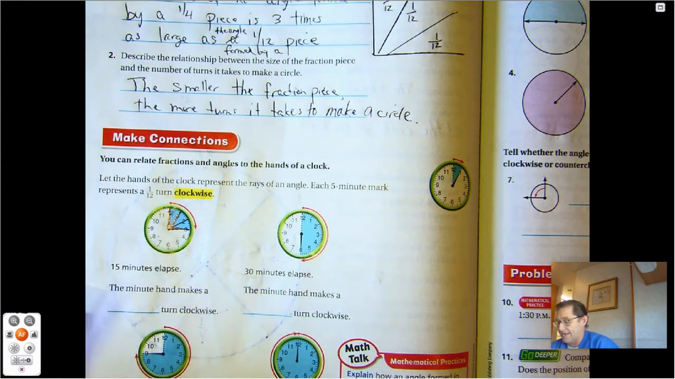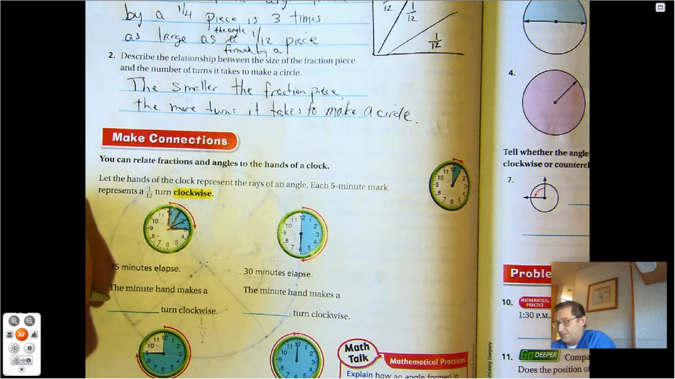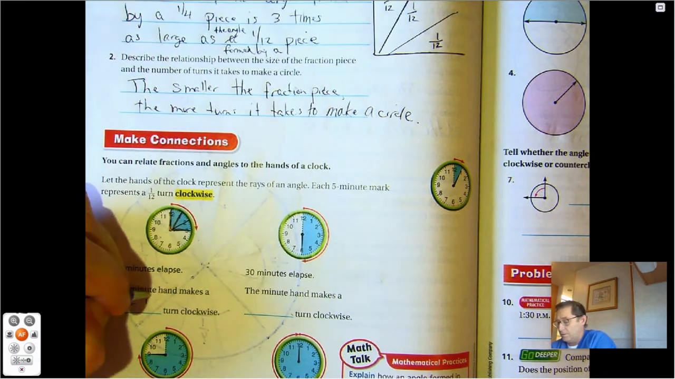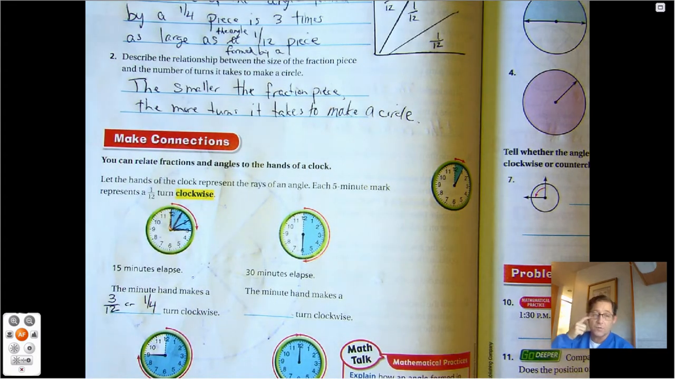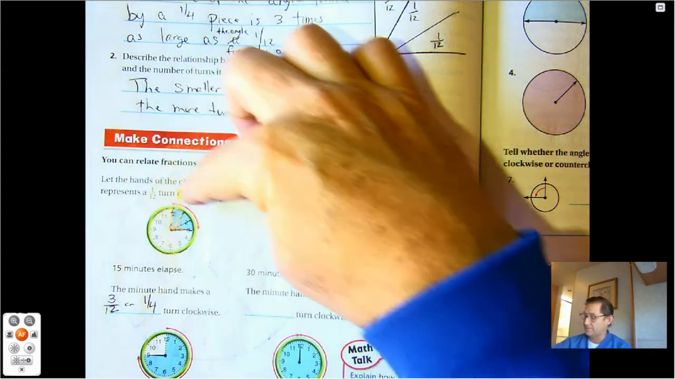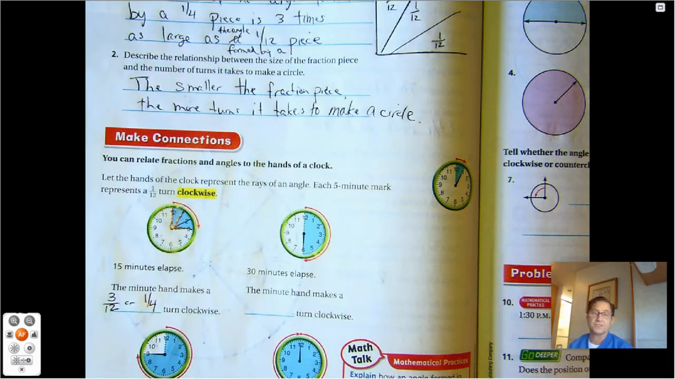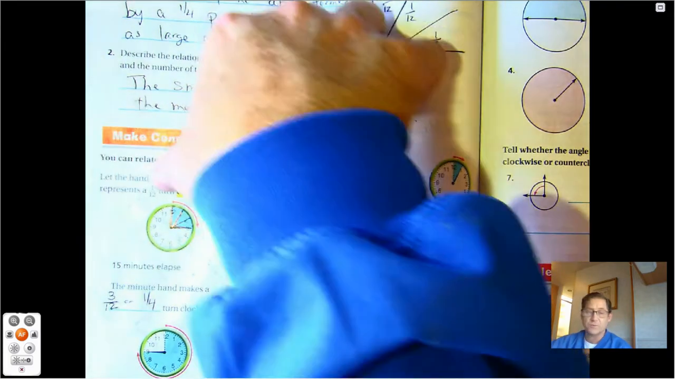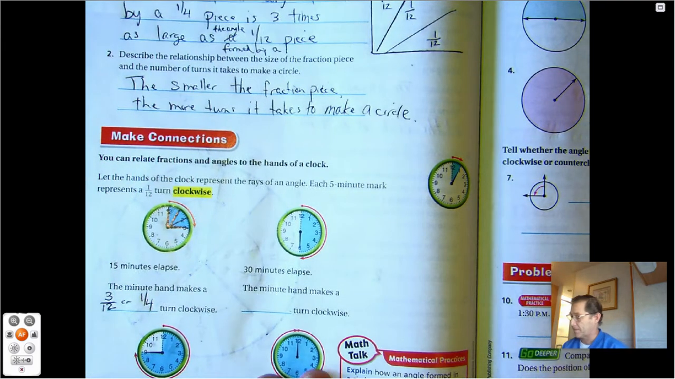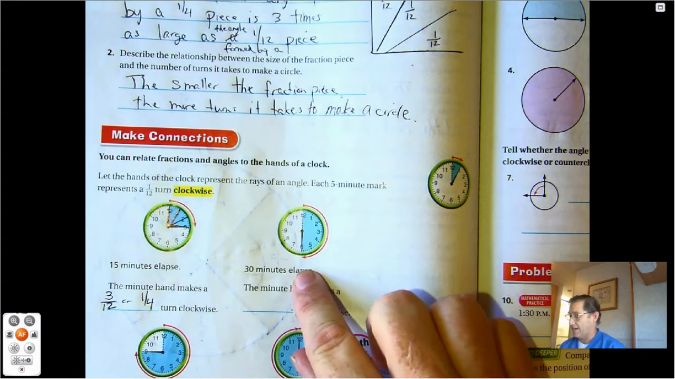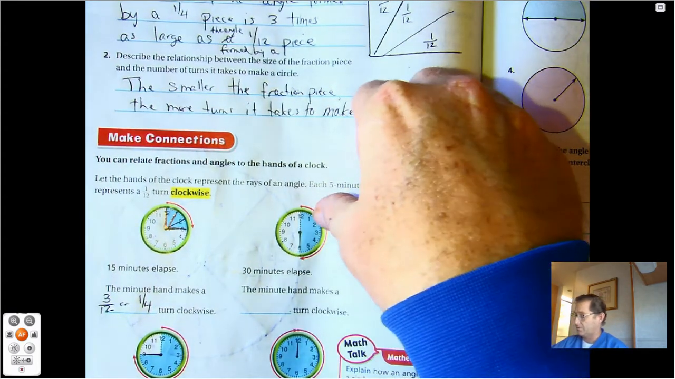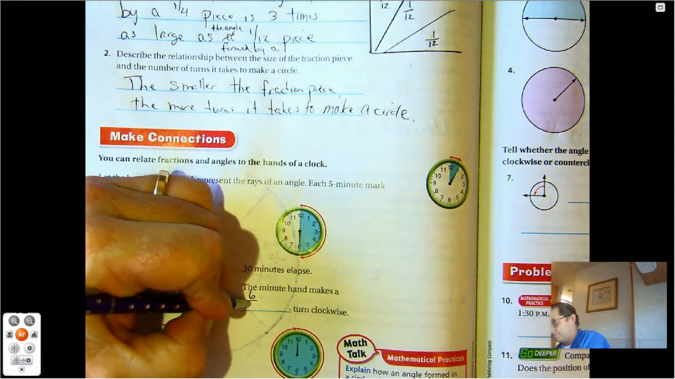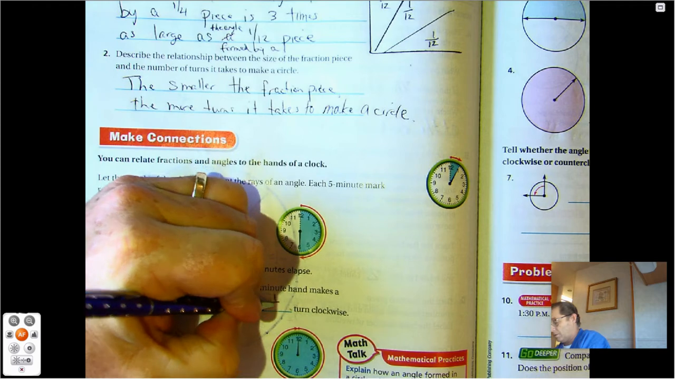The minute hand makes a 3/12 turn or 1/4 turn clockwise. Clockwise, going in the typical direction of the hands on a clock. The red arrow on the outside tells me which direction the angle is opening. 30 minutes have gone by. 1/12, 2/12, 3/12, 4/12, 5/12, 6/12, or a half a turn.